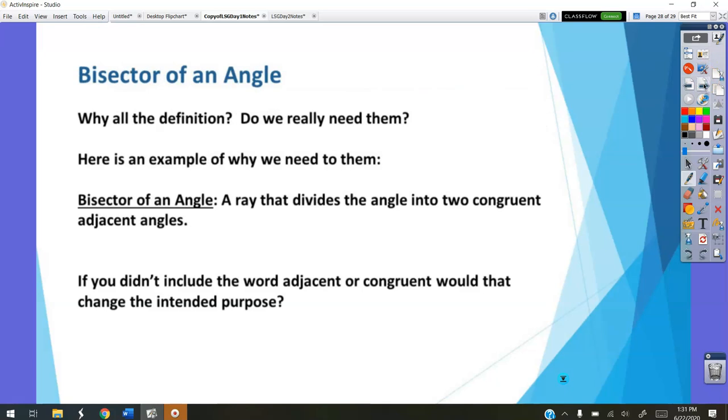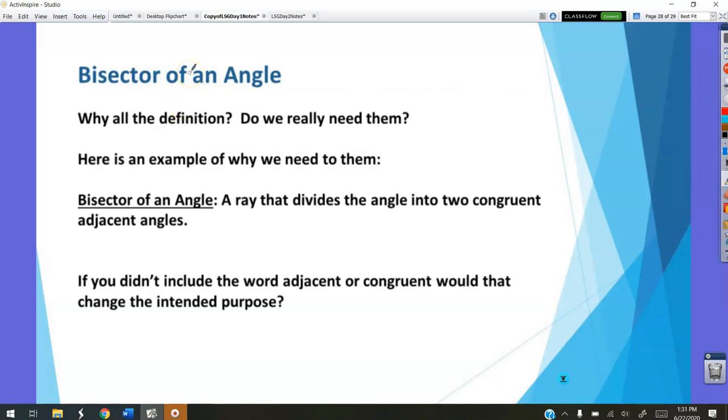We've already talked about congruent versus equal. So just like you can bisect a segment and cut a segment into two pieces, you can bisect an angle. An angle bisector is just a ray that divides an angle into two congruent adjacent angles. Okay, so take a look at this.